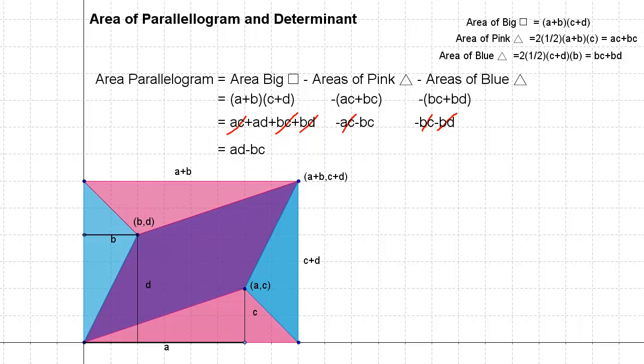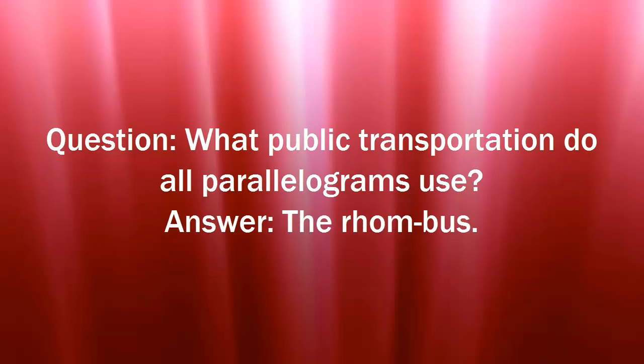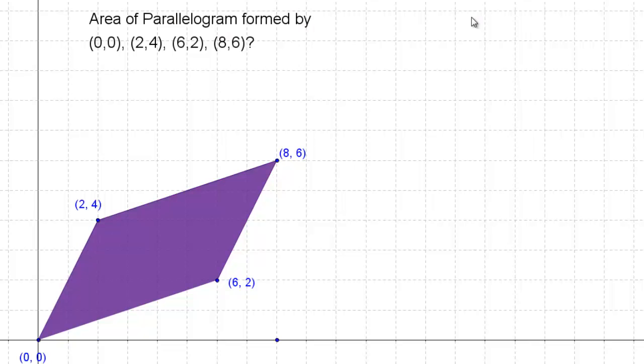So the reason for this was to give you some informal graphical proof of the statement we're about to make. So let's look at an example. We're going to find the area of a parallelogram formed by the origin and the points 2, 4, 6, 2, and 8, 6. It's helpful to plot them so that you can get a visual of what this looks like.